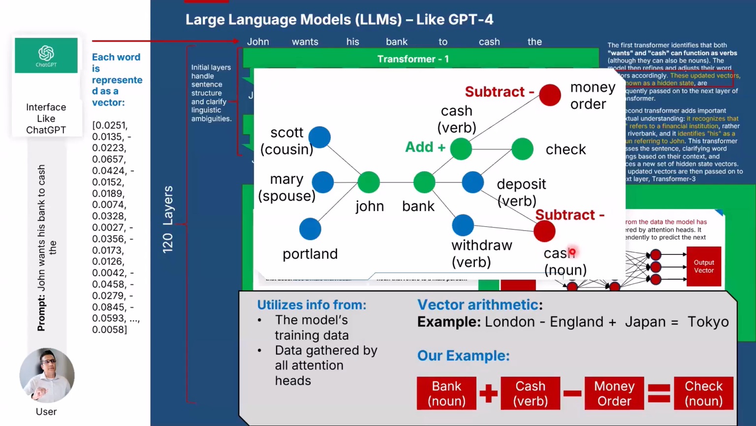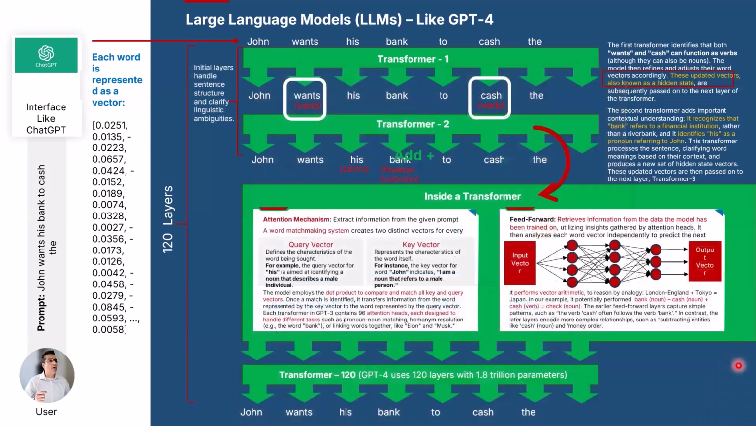It potentially subtracted the other cash also, because it doesn't make sense to cash the cash. It makes sense to withdraw the cash, not cash the cash. So it added the word cash, which is the verb. It subtracted the word money order, and that's how it zoomed in on the word check. That's the answer. And that's how it said, for the prompt that you provided, the answer must be the word check. So John wants his bank to cash the check. It predicted the next word.